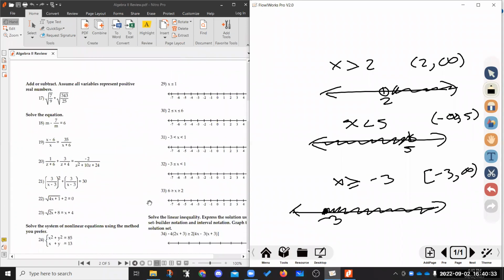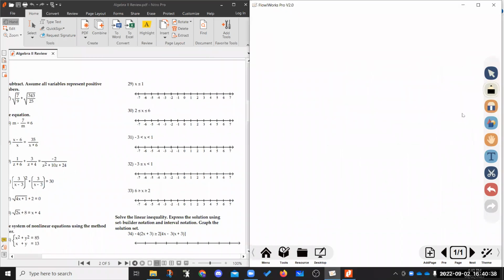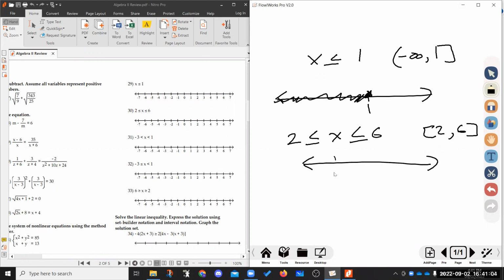Okay, that's the end of that page, that column. On to number 29. x less than or equal to 1. There's 1 included. We're going to shade down there. Now we're going to do some in-between ones. x is between 2 and 6 inclusive. So 2 and 6 are both included. Here's 2, here's 6. Solid dots for both. We're going to shade in between.